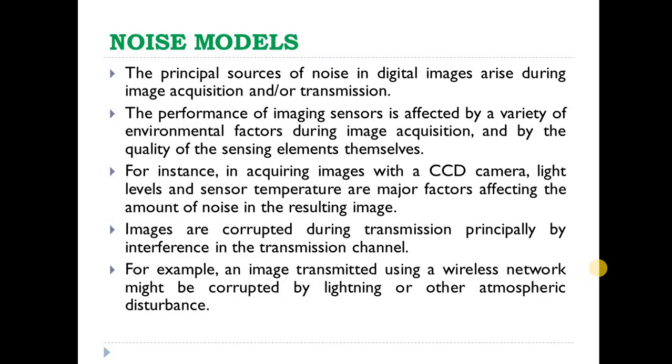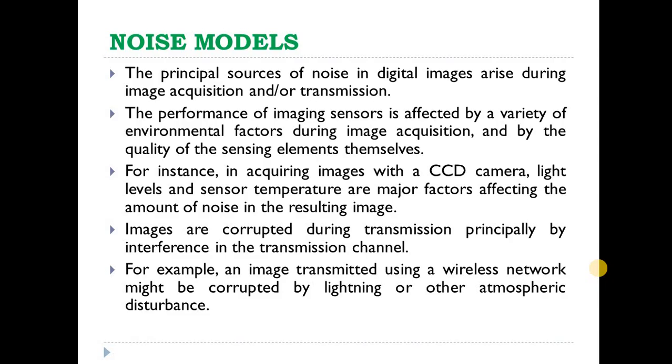And the principal sources of this distortion arise due to image acquisition and or image transmission. If you see, the performance of imaging sensors is affected by a variety of environmental factors during image acquisition and by the quality of the sensing elements themselves. So if you are using a CCD camera for acquiring images, light levels and sensor temperature are major factors affecting the image quality.